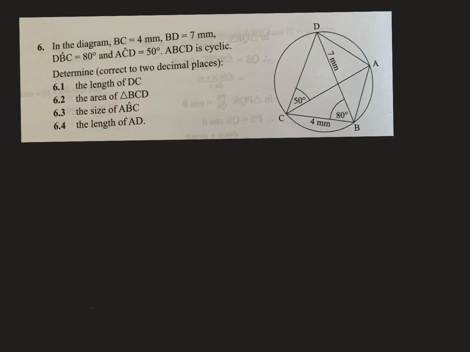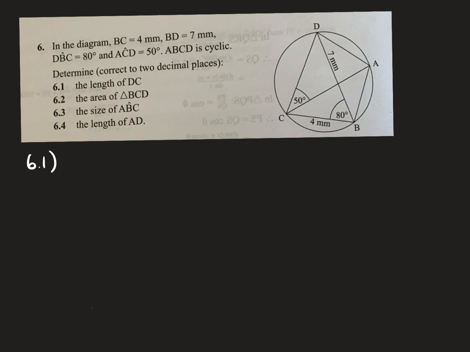So it's very important. What we're going to look at here, in the diagram: BC equals 4 mils, BD equals 7 mils, DBC equals 80 degrees, and ACD equals 50 degrees. ABCD is a cyclic quadrilateral most probably is what they were supposed to say there, meaning that the quadrilateral is in a circle. So your circle theorems are in play. Determine, correct to 2 decimal places, the length of DC. Okay, so first one, DC.